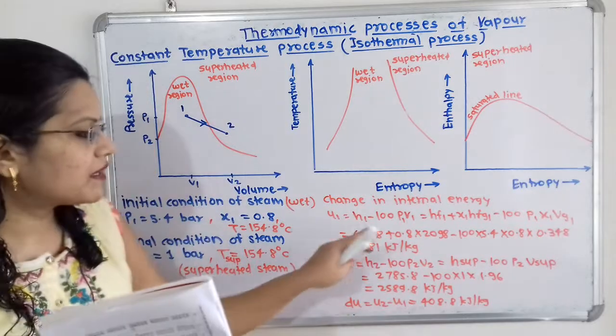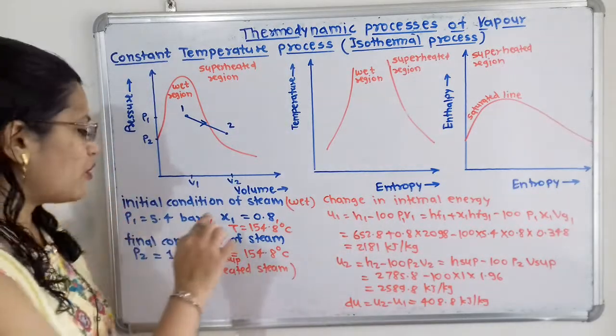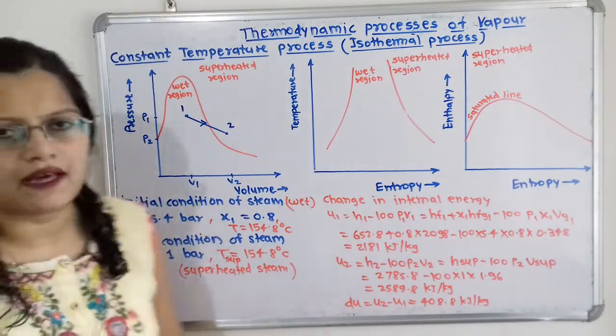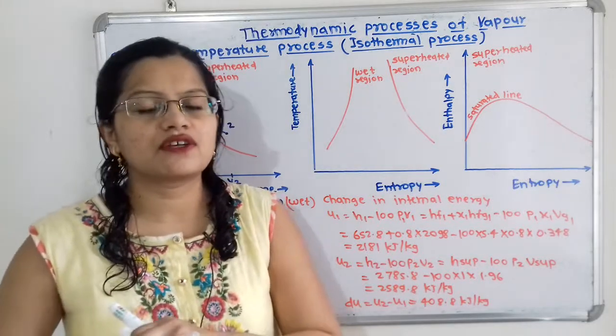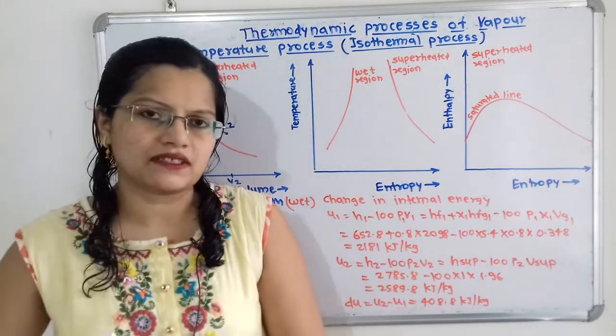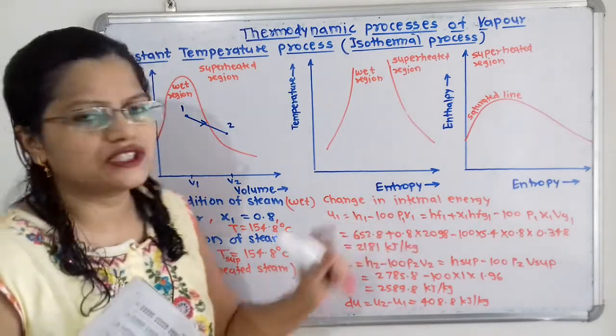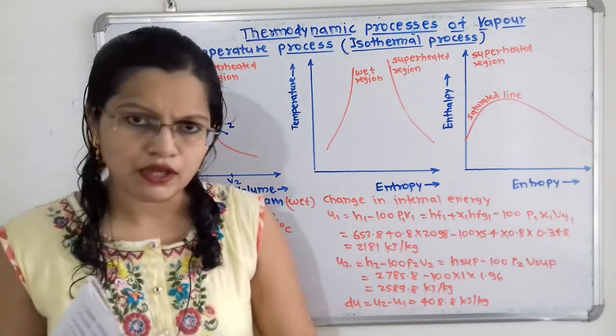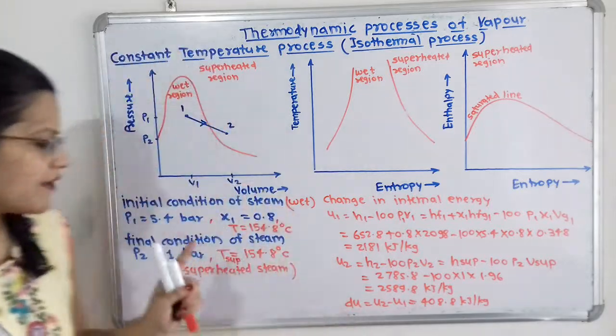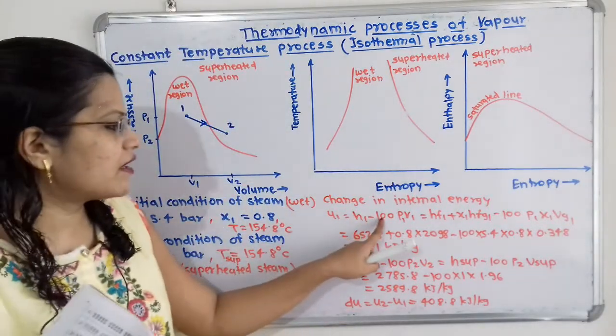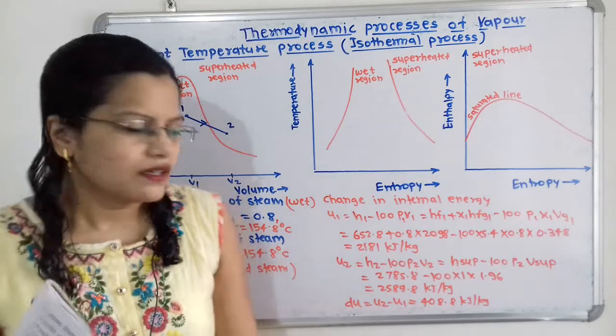Now why is the number 100 used? Because if we observe, the pressure is given in bar, and here we have to take the unit of pressure as kilopascal. So we have to multiply here with 100 to convert this pressure into kilopascal. So whenever the pressure is given in bar, then we have to take here 100 P1 as a number.